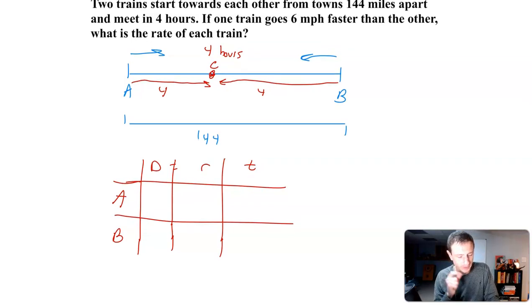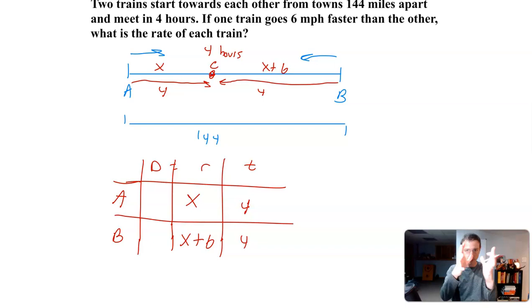We know one train goes 6 miles an hour faster than the other, so we don't know information about the other, right? It says 6 miles an hour faster than the other. So I'm going to call this one x and this one x plus 6, because one of them is going 6 miles an hour faster. So I'll say that B is going at a rate of x plus 6, and this one is going x. The time, we know both trains traveled for 4 hours, because it says in 4 hours. So we start, 4 hours, stop, we've met up.